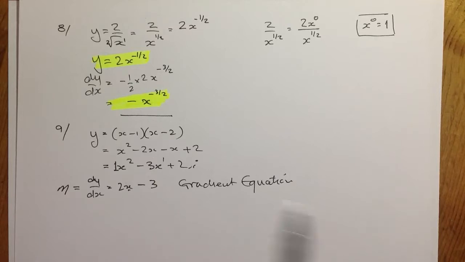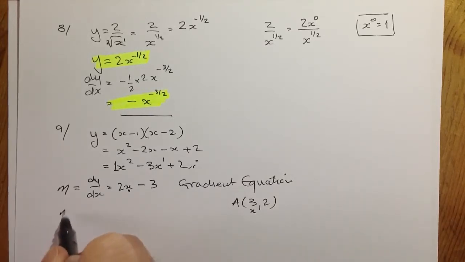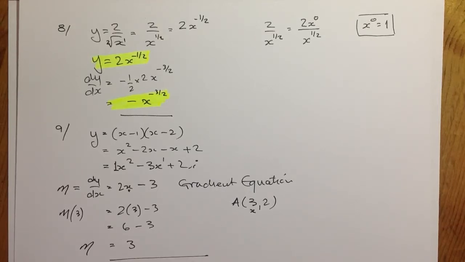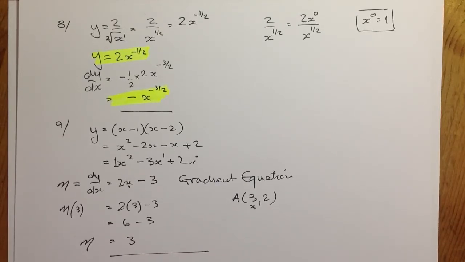The point that we were working with is the point A, which was 3, 2. So I'm going to substitute my x value into here, the gradient equation, and that should tell me what my gradient is. So I'm going to substitute a 3 in, where I see x. It'll give me 6 minus 3, so that there gives me a gradient of 3. Okay, and again, that's the final answer to that question.